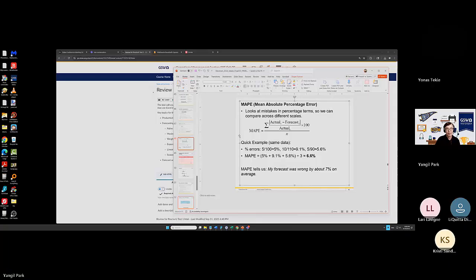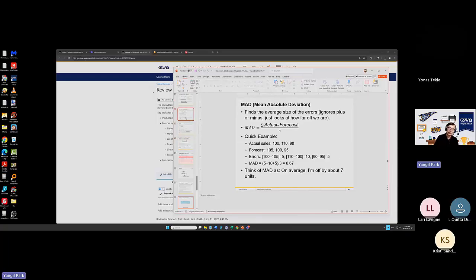All right. So those are the 3 different techniques that we can use to measure the difference between actual and forecast. Any questions?